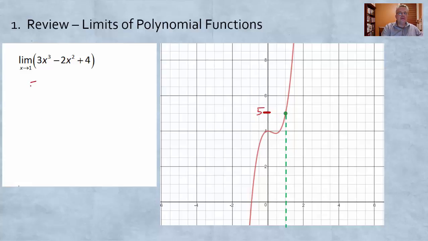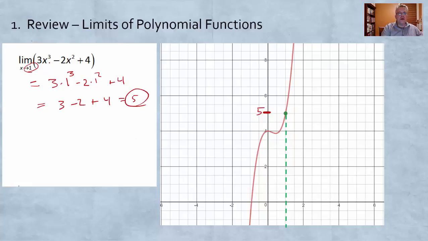So all we have to do is substitute 1 into here. If we didn't have the graph, that's what we would do. So it'd be 3 times 1 cubed minus 2 times 1 squared plus 4. I just substituted 1 into the polynomial. And this would be 3 minus 2 plus 4, which is 5. Same thing we see in the graph. So evaluating the limit of a polynomial function is easy. It kind of makes sense.